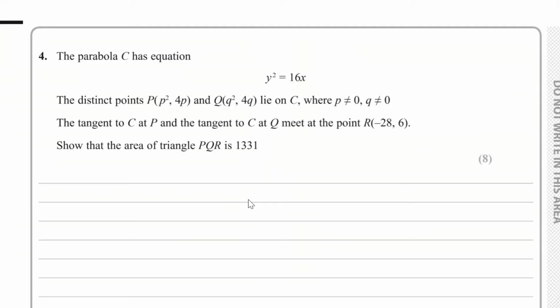Question number 4. We have the parabola C, which has equation y squared equals 16x, and the distinct points P, which has coordinates p squared, 4p, and Q, which has coordinates q squared, 4q, lie on C, where p doesn't equal 0 and q doesn't equal 0. The tangent to C at P and the tangent to C at Q meet at the point R with coordinates minus 28, 6. We have to show that the area of the triangle PQR is 1331. So I think at this point it would be a good idea to sketch this problem.